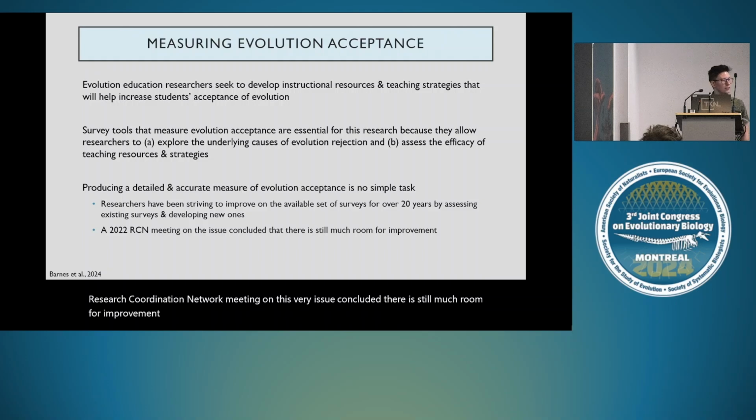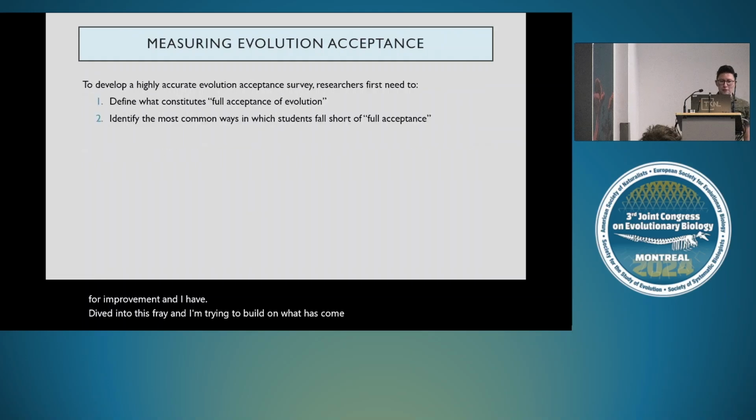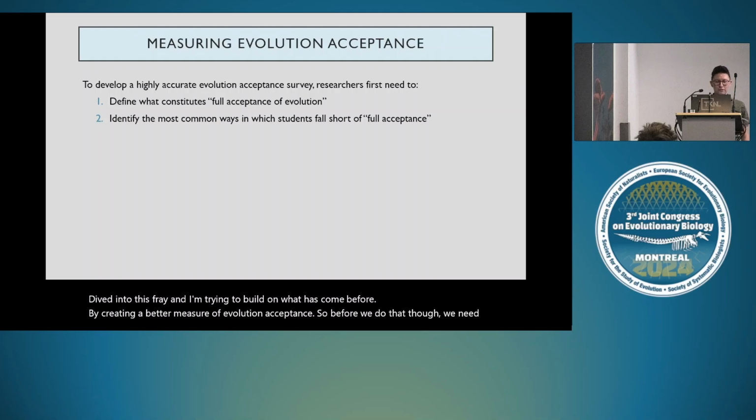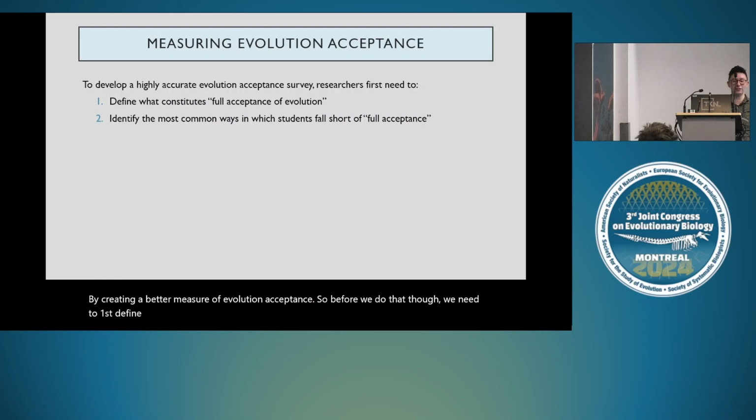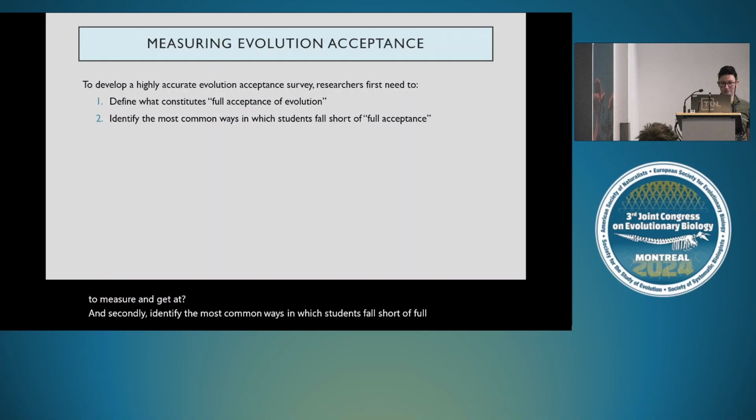And I have dived into this fray, and I'm trying to build on what has come before by creating a better measure of evolution acceptance. So, before we do that though, we need to first define what constitutes full acceptance of evolution. So what even is it that we're trying to measure and get at? And secondly, identify the most common ways in which students fall short of full acceptance.